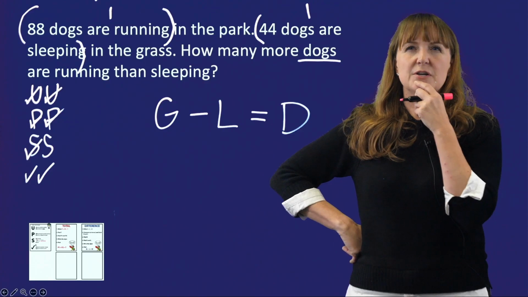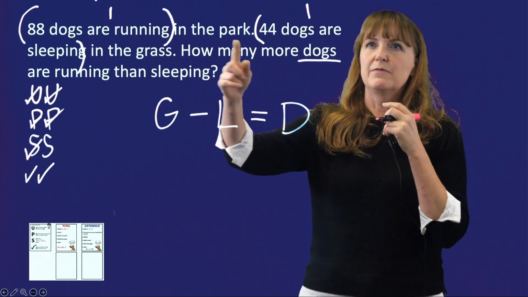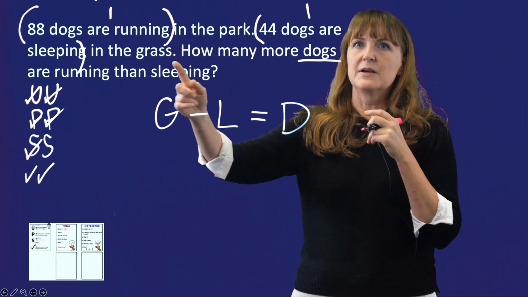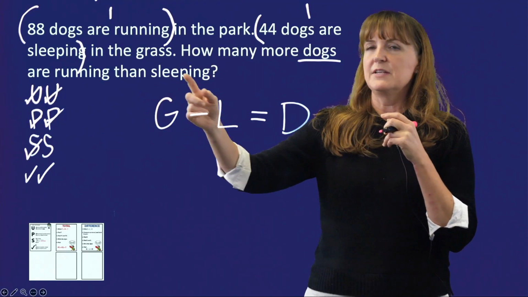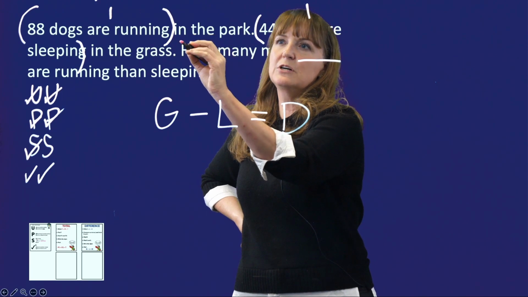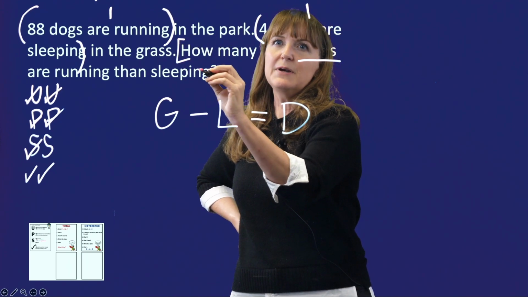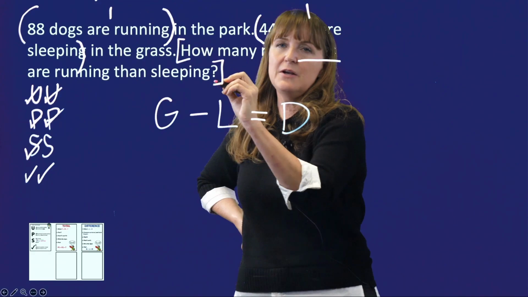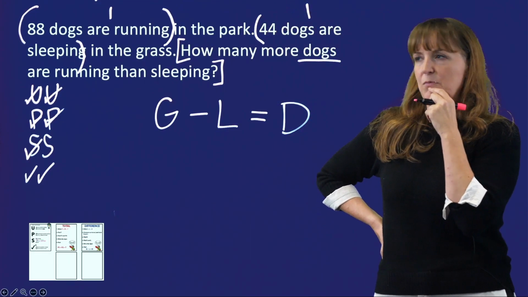Now 88 dogs are running in the park. 44 dogs are sleeping in the grass. How many more dogs are running than sleeping? So I see that this sentence here about how many more dogs are running than sleeping, this is what I call the compare sentence. And I can go ahead and put brackets around that if I want.